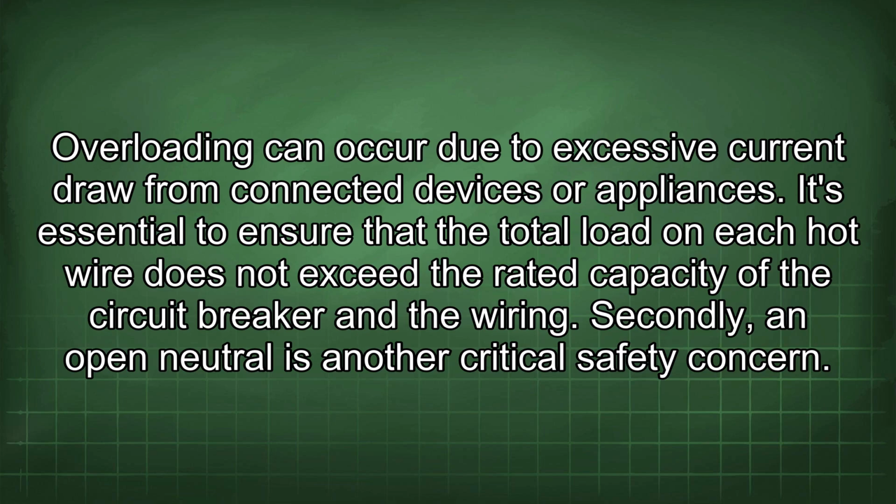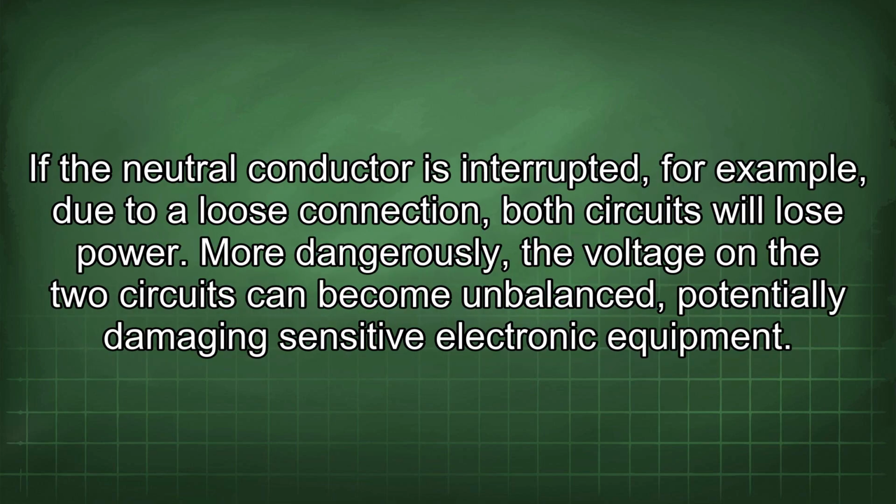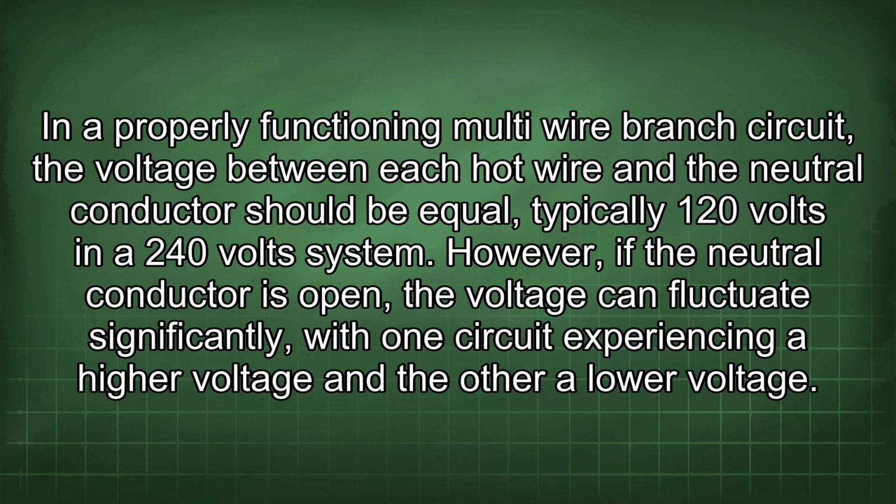Secondly, an open neutral is another critical safety concern. If the neutral conductor is interrupted, for example, due to a loose connection, both circuits will lose power. More dangerously, the voltage on the two circuits can become unbalanced, potentially damaging sensitive electronic equipment. In a properly functioning multi-wire branch circuit, the voltage between each hot wire and the neutral conductor should be equal, typically 120 volts in a 240 volt system.